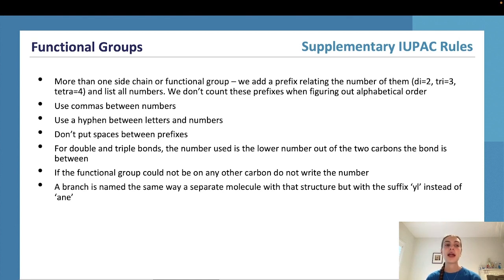So if you had a carbon molecule which is 10 carbons long, but on the 5th carbon in, you've got a branch with 3 carbons on it, you call it 5-propyl decane to show that it's got 10 carbons along the main backbone, but on the 5th carbon in, there is a branch which is 3 carbons long.